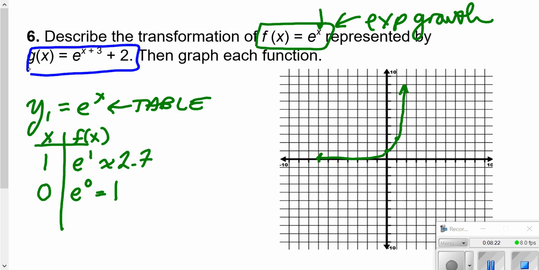So that graph is my parent function, and now look at this. So I know that this graph that I'm about to draw is going to be the same as the green graph, except 3 to the left and up 2. So I'm going to go 1, 2, 3 to the left and up 2. Take this point and go 1, 2, 3 to the left. Up 2 is a little bit hard. You're kind of in between lines. I think you can just think about that.